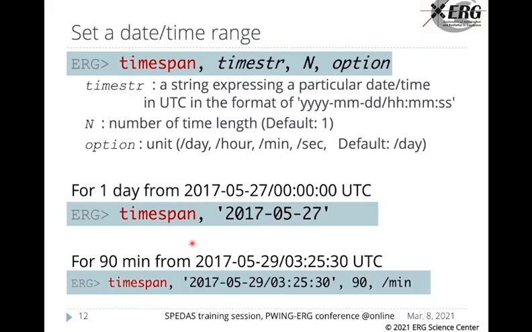Okay, well, you can set a time and date range in more detail by typing like this. For example, time span May 29th 3:25:30 UT and 90/min, which means a 90 minute period from this date and time. Okay, so in these ways you can set freely the time and date range, and you can load and plot for a designated date and time period.